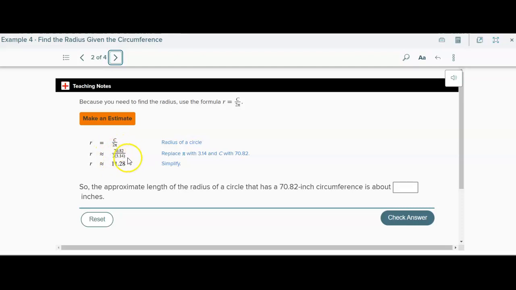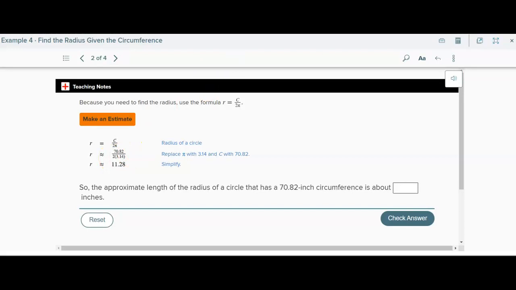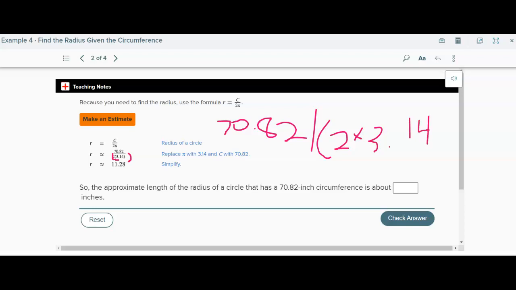Now be careful when you plug this in your calculator, okay? If you want to plug it all in at once, that's fine. You will just need to put parentheses around the bottom. So it would be like this, 70.82. Sorry, I don't have my stylus, so this is going slow. Then divided by parentheses, and then you could do 2 times 3.14. If you don't put parentheses, then your calculator is going to divide 70.82 by 2 and then multiply that by 3.14, and that's going to give you the wrong answer.